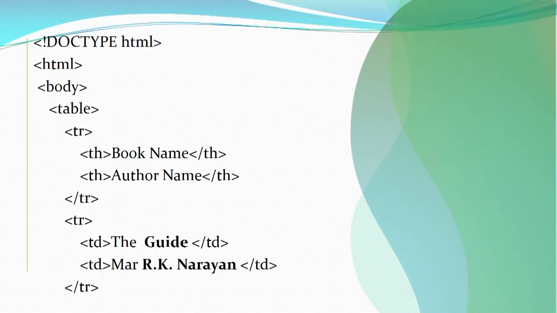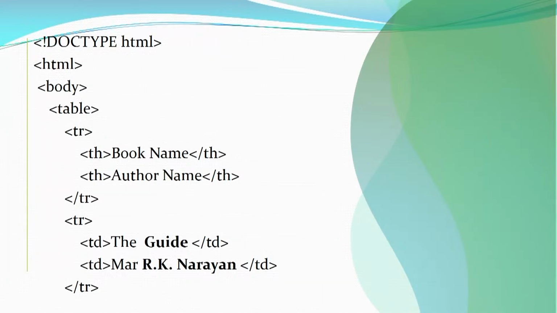So this is an example in which we have the starting of the HTML document, then the body tag, then the table starts. The table tag needs to be started and closed so that it can recognize that this is the table code in the HTML page. As we said earlier, we have to go row wise.